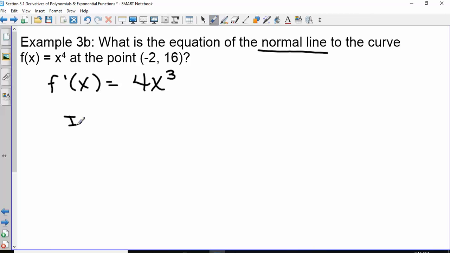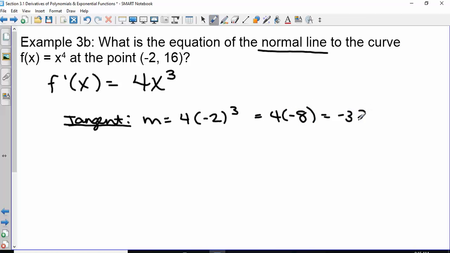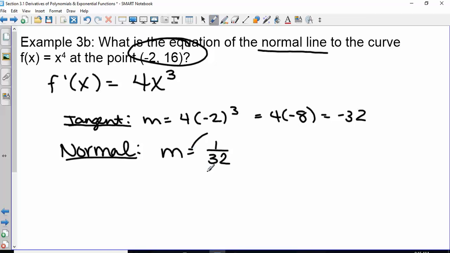Okay, the tangent line, to get its slope, you would just plug what in for your x? -2. So you're just plugging your -2 into your slope formula. So you get 4 times -8, which is -32. So that means the normal line will have what slope? 1/32. Change the sign and flip it. So now I have a point and I have a slope. Plug into y equals mx plus b.